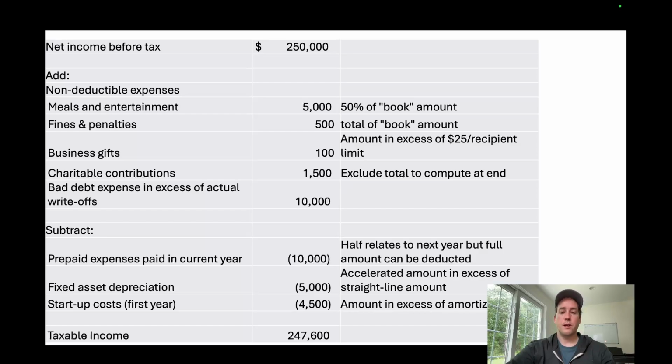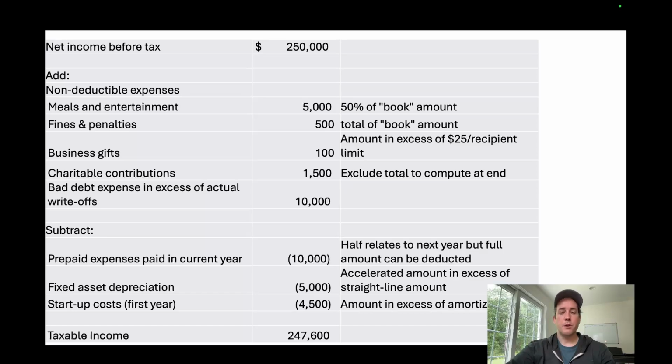Fixed asset depreciation, I put $5,000 here, and that would be the amount that is for tax purposes allowable under an accelerated depreciation method in comparison to your internal accounting records' straight line method. So in the earlier part of an asset's life, for tax purposes, you're going to have more depreciation because that's just how accelerated depreciation works. And so that's helping out your taxable income there.